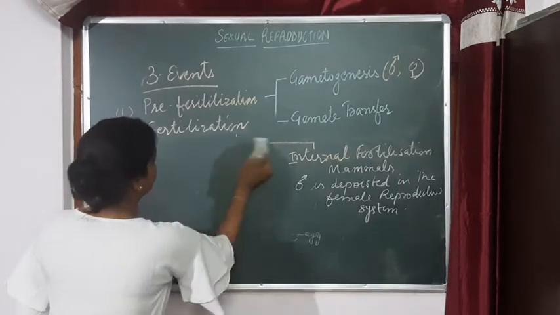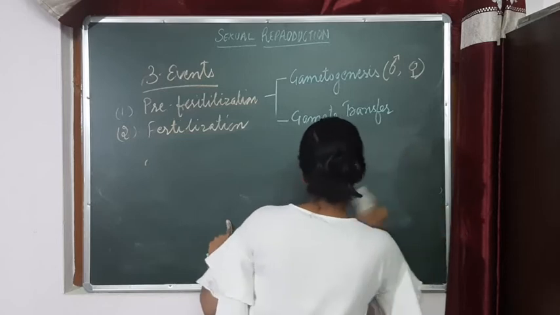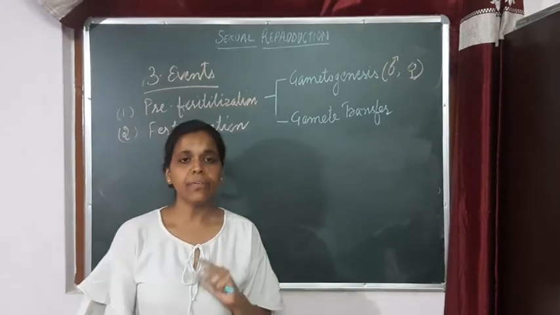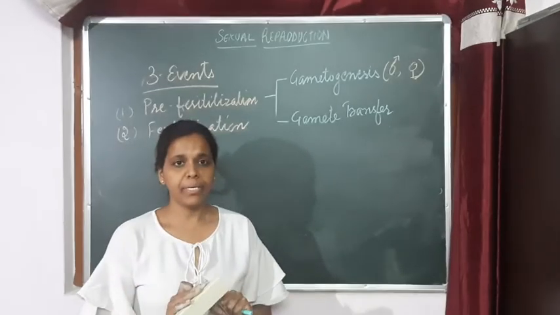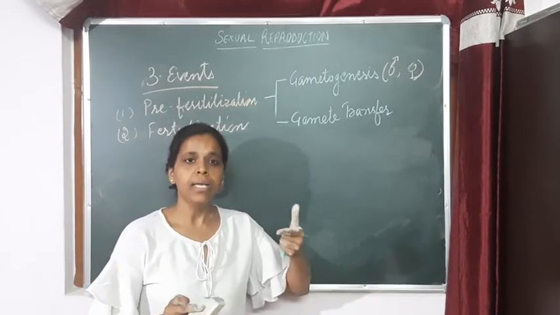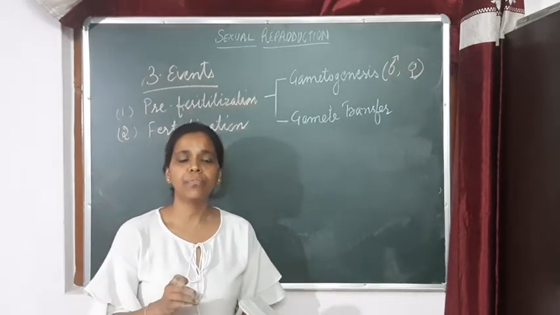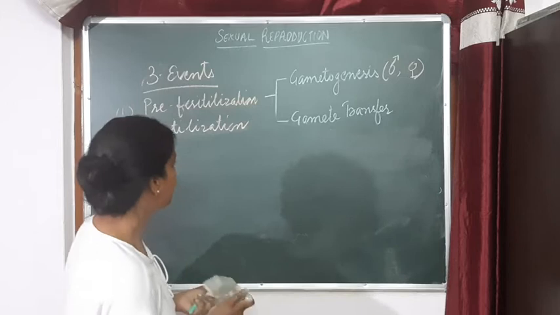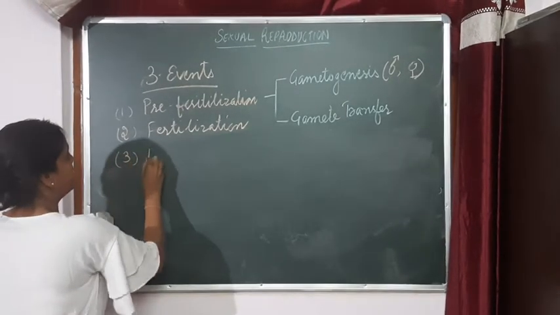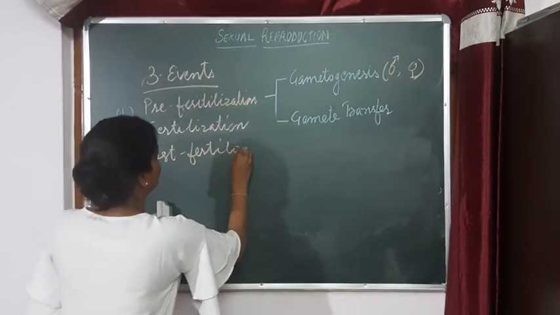So now this was the fertilization. What is happening during fertilization? As we understood, in fertilization there is the fusion of two gametes, right? The gametes may fuse in the external medium, for example in frogs, or they may fuse inside the body of a female as in humans or mammals. Now, the third and the last type is post-fertilization.